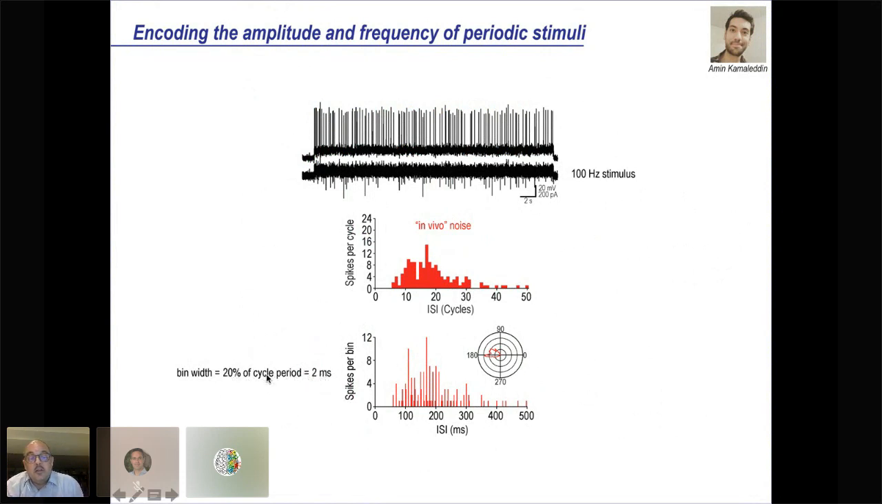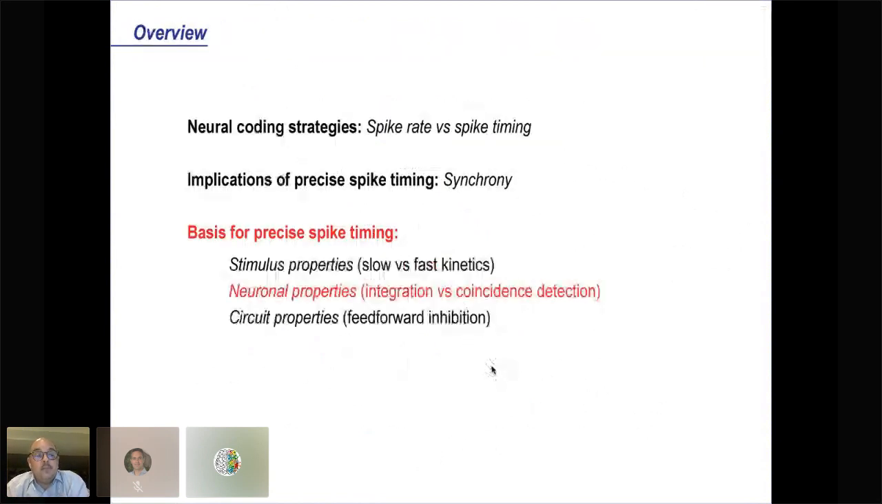So it's 20% of the period, stimulus period. And what you can see here is that it's very well separated at integer multiples of the stimulus period. And the phase locking is still very good. So noise is not always disruptive. That really depends on the properties of the signal as well. So you have to factor that in.